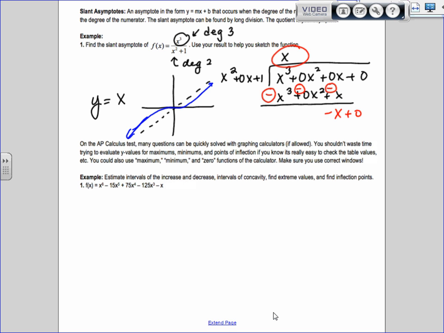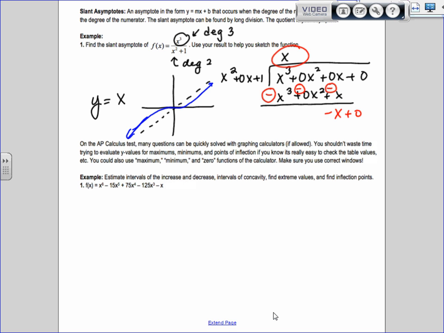All right, so it says on the AP Calculus test, many questions can be quickly solved with graphing calculators if allowed. So if you're on the section that allows the graphing calculators, you shouldn't waste time trying to evaluate y values for maximums, minimums, and points of inflection. So this is on your homework that I gave you. Guys, stop talking. On your homework that I gave you, you did way too much work because you were finding all the maximums and mins by hand. Like, don't do that. If I say use your calculator, you may use your calculator however you want to. That's great that you practice. But some of them are going to be almost impossible without using a calculator.